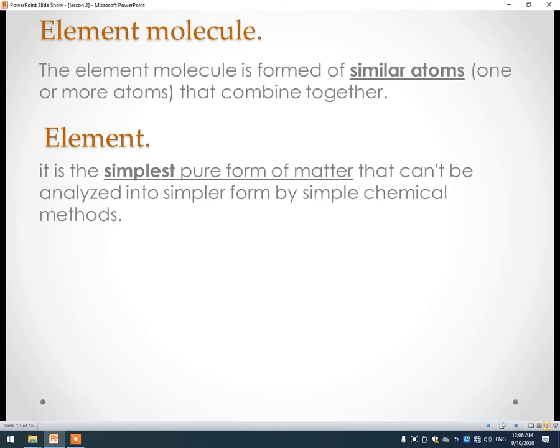So if I ask you a scientific term question, it is the simplest pure form of matter that can't be analyzed into a simpler form by simple chemical methods, it will be the element. Take care of the words simplest pure. If you see them, it will be element.